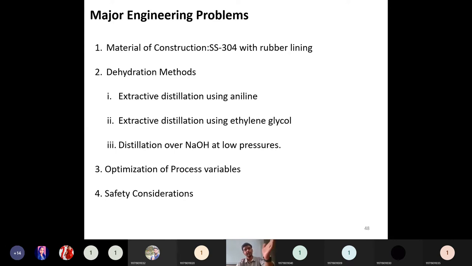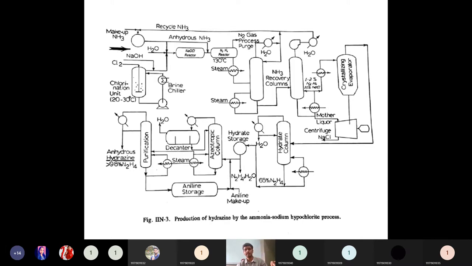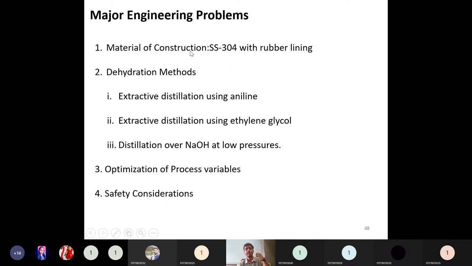Apart from that, the NH3 recovery unit, purification, azeotropic distillation or other distillation units can be constructed with normal steel. But the chlorination unit, the hydrazine reactor, as well as the NaOCl reactor need to be constructed with high quality stainless steel. So that is material of construction.